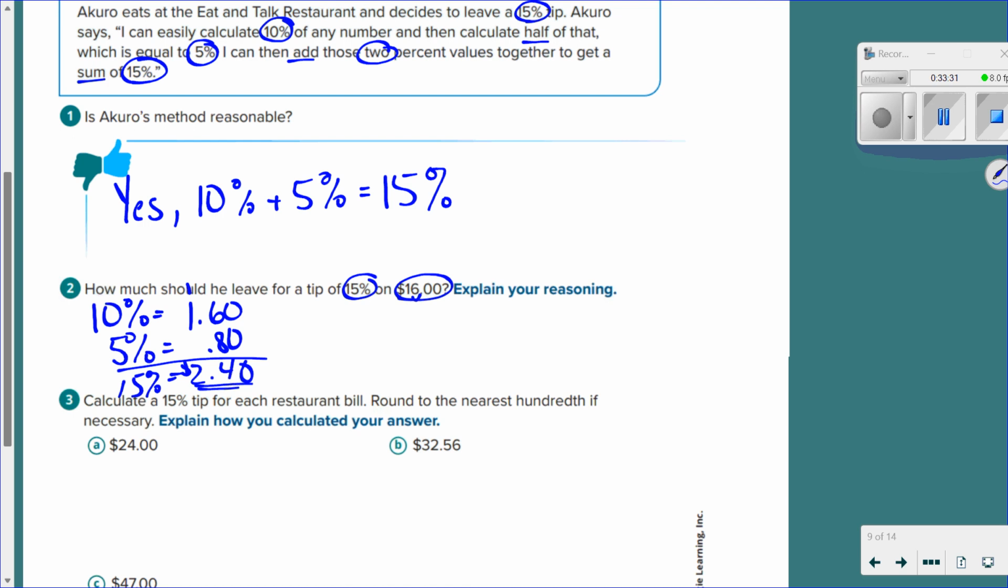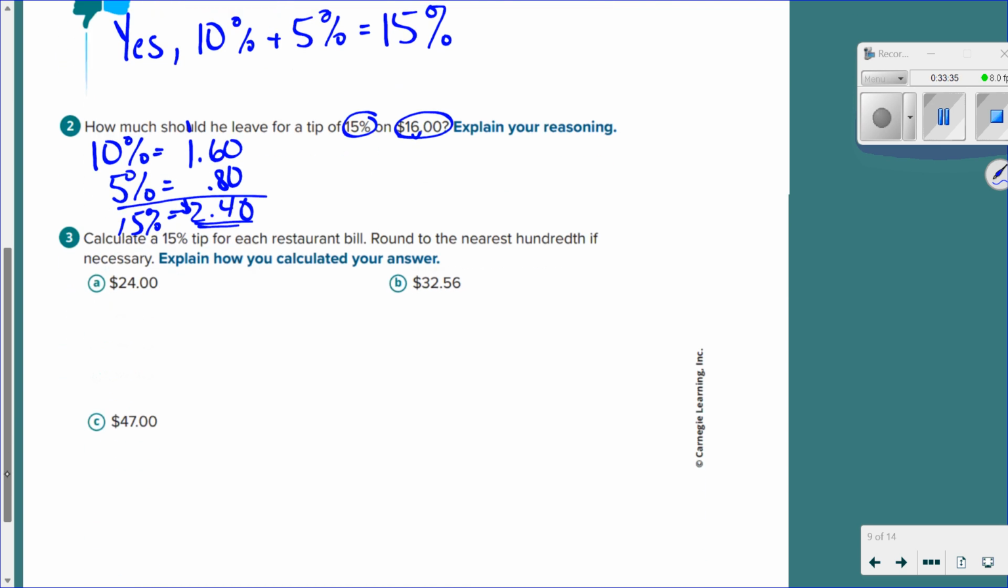Does that make sense? Okay, I hope so, because now you guys get to do that on the next 3. So calculate the tip, round to the nearest hundredth. I'll give you a hint, that's going to be part B. A and C will work out well. B is going to take you a minute. Because we're recording, we can give you guys about 4 minutes to do this one.